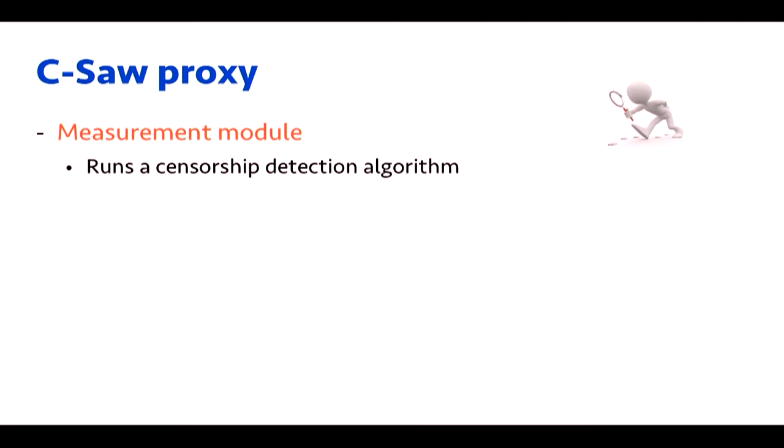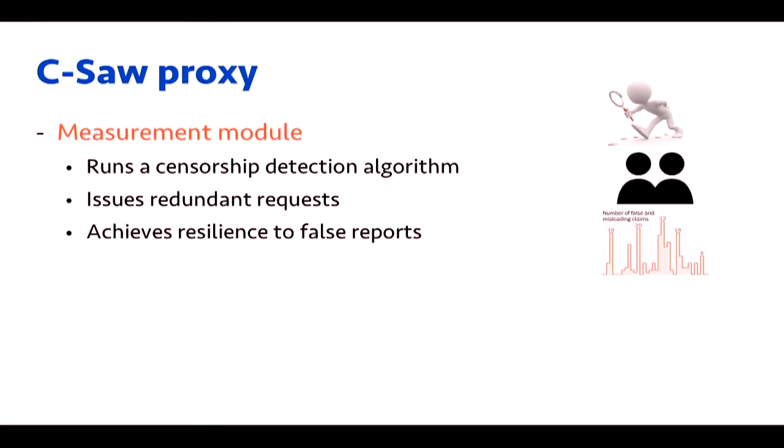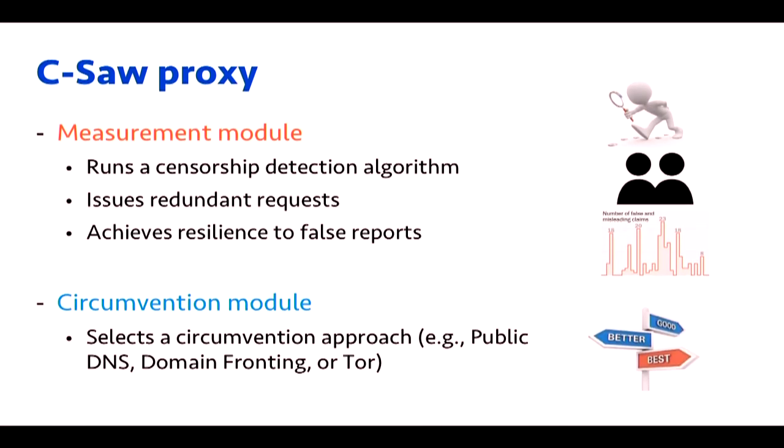Zooming into the CISO proxy, it implements the measurement module, which runs an inline censorship detection algorithm to detect blocked pages with high accuracy and also deal with high censorship detection times. It makes use of redundant requests, one via the local fix and the other via the relay-based circumvention approach. And in order to achieve resilience to false reports that might be entered by malicious users, CISO allows randomly trying the direct path even if it's reported to be blocked by other users. It also hosts the circumvention module, which implements different circumvention approaches.